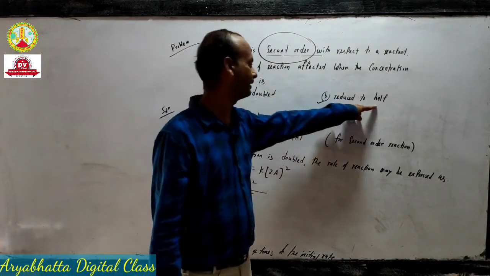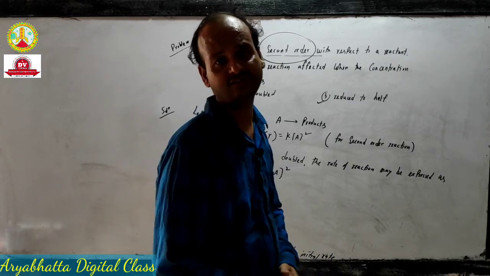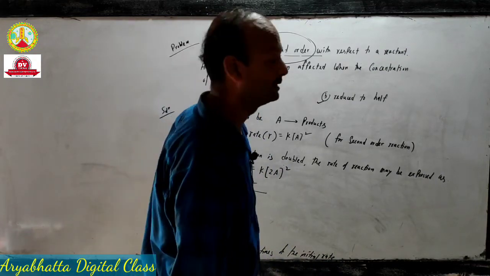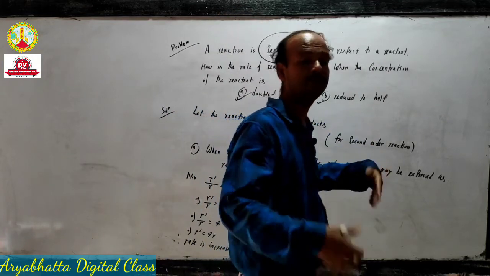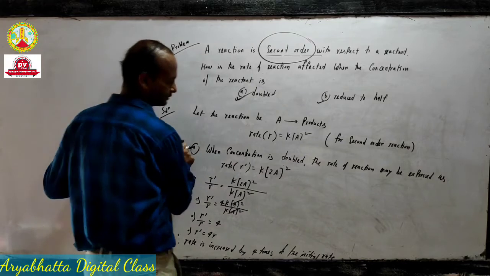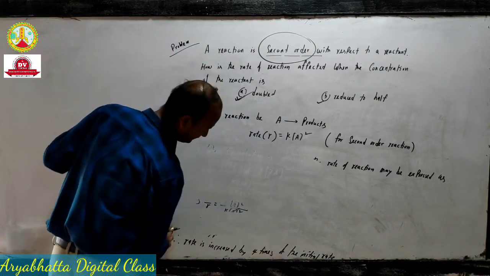Next, B part: now let's say the concentration of the reactant is reduced to half. Now let's see what is the new rate. इसके बाद half करने के बाद new rate क्या हो जाएगा, ना देखो. नेक्स्ट नंबर बी पार्ट को देखो.